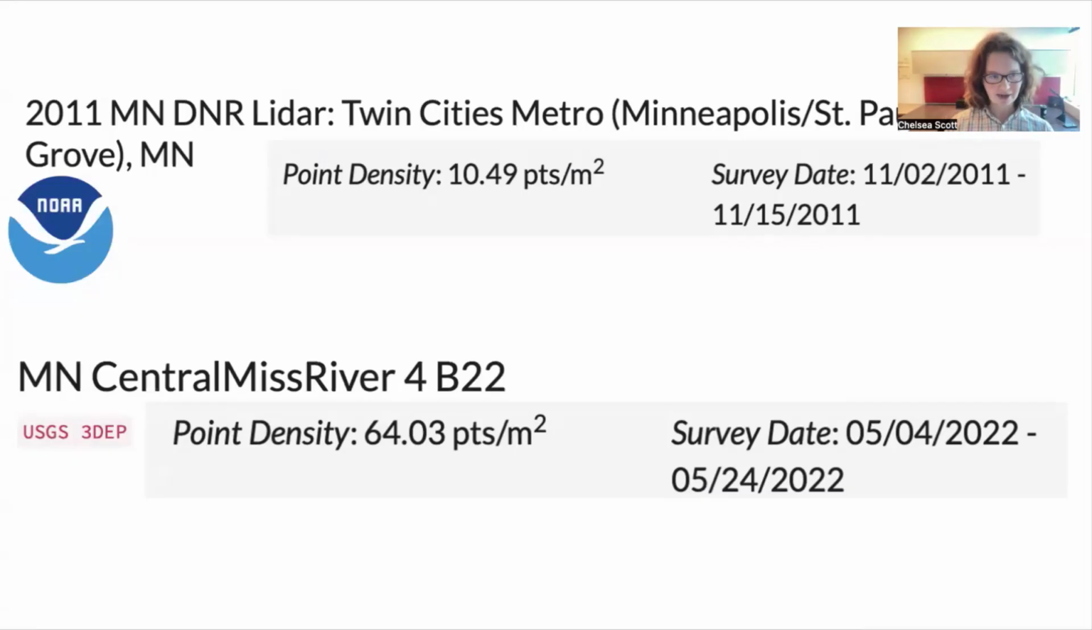The second data set that we'll be looking at is the Minnesota Central Mississippi River. This data set has a very high point density of 64 points per square meter, and it was collected over a few weeks in May of 2022. So we're going to be looking at how that Spoonbridge looks with these two data sets in Potree.